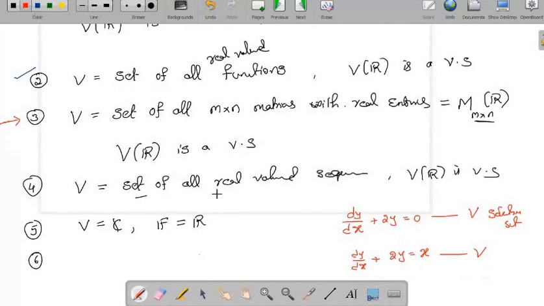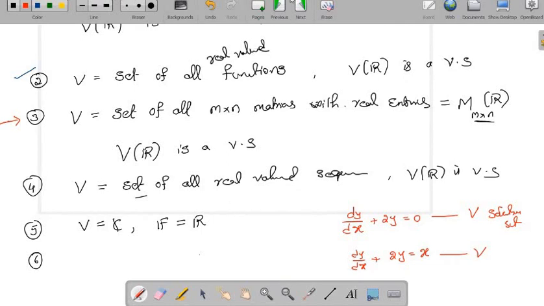All right. And next, for the set of all real valued sequences, you can take the set of all sequences that converge to 0. If one sequence converges to 0, and another converges to 0, their sum also converges to 0. All right.